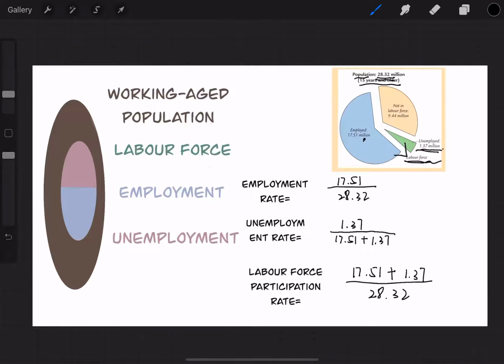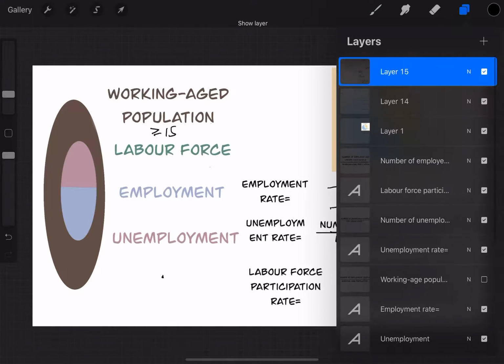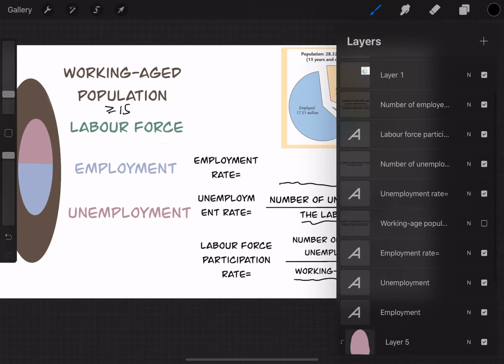We learned some definitions of working age population, employment, unemployment, and the calculation about this. So that's all in this video.